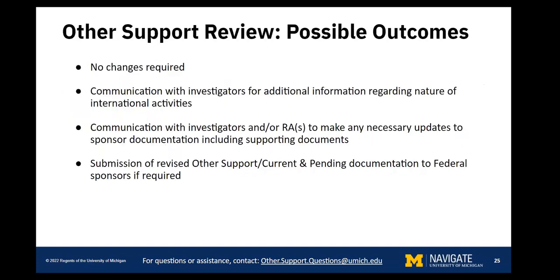So what are the possible outcomes of these other support reviews? Could be that there's nothing, right? There are no changes required. We could communicate with an investigator directly for additional information regarding the nature of their international activities. So if we see something disclosed in M-Inform and it's not quite clear, we might reach out to the investigator specifically, just so we have a good understanding of what they're doing, so we can help assist update their sponsor documentation. We'll communicate with investigators and/or research administrators to make any necessary updates to said sponsor documentation, including requesting supporting documentation if we need it. And then submission of revised other support or current and pending support documentation to federal sponsors if it's required. Currently, NIH and NSF require any previously undisclosed other support information be sent to them within 30 days of us discovering it. Next slide.